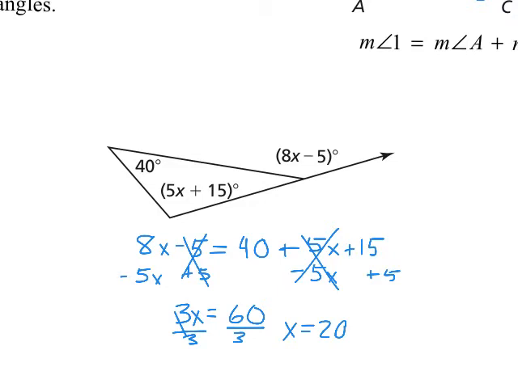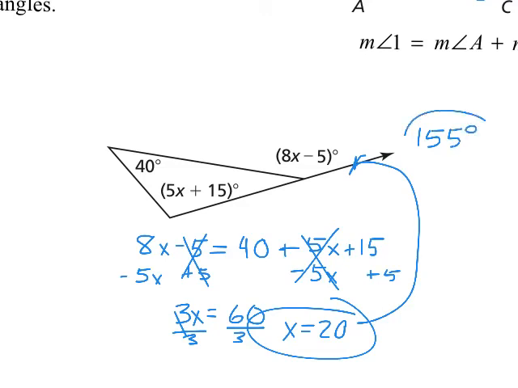Hopefully you all did not stop there, right? It did not say find the value of x. It said find the value of the exterior angle. So I got to take this up here to the exterior angle. 8 times 20 would be 160. And then 160 minus 5 is 155. Okay, for my final answer. Okay, any questions?